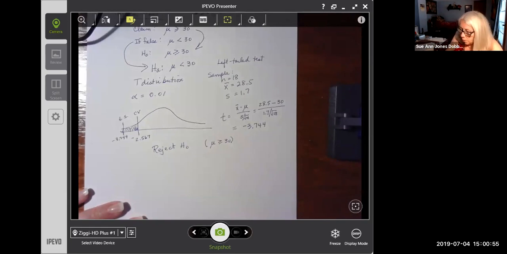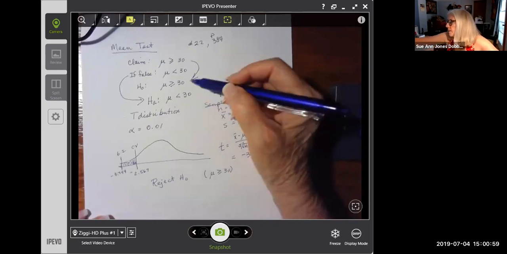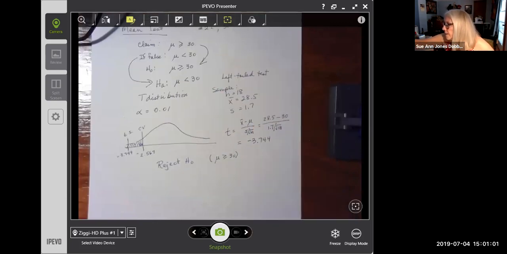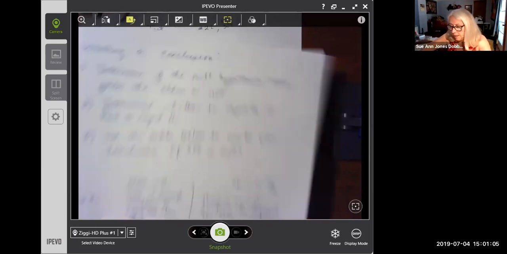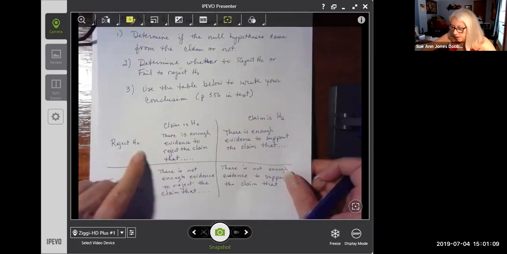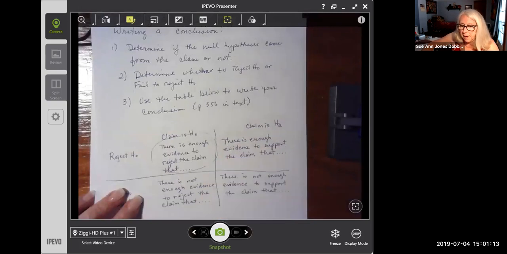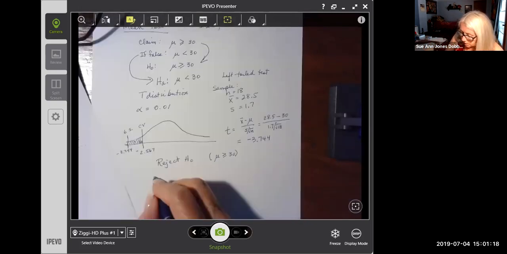Notice also that the claim became the null hypothesis because now I can write my decision. Okay? The claim became the null hypothesis and I rejected the null hypothesis. So I do want this part of that little table. Okay, so my decision was to reject the null hypothesis.